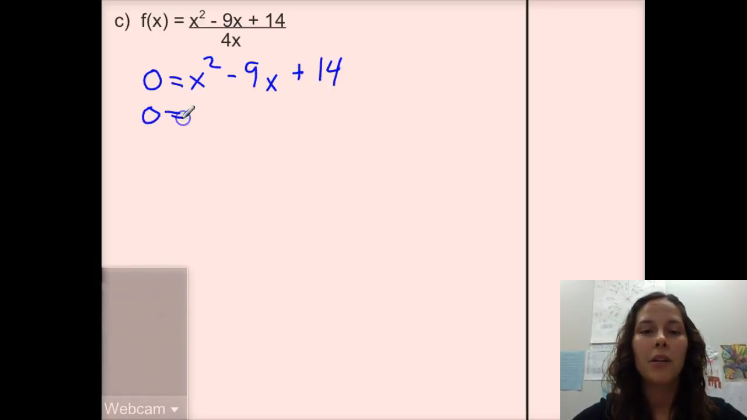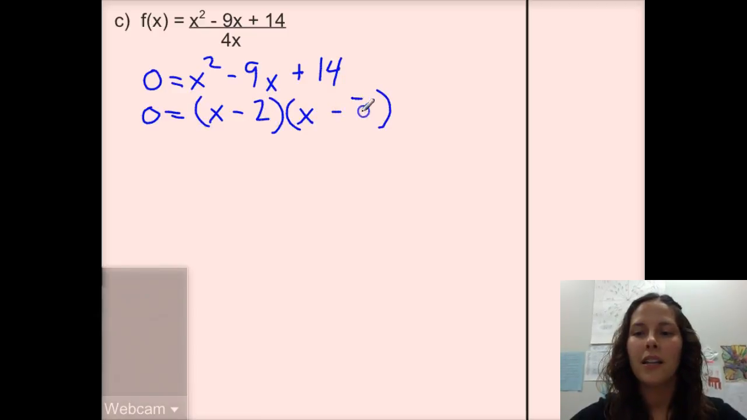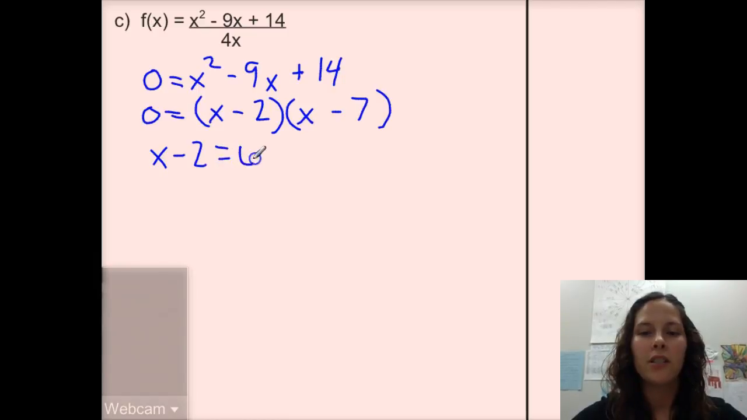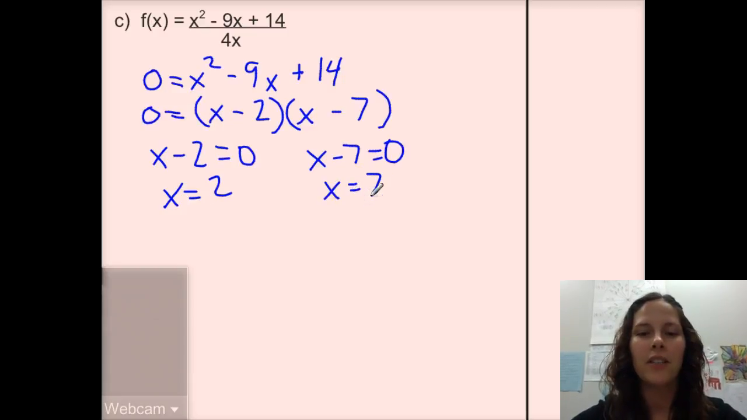So we'll start by setting up our t-chart again. What multiplies to +14 and adds to -9? We'd get a -2 and a -7. Setting each binomial equal to 0 for our zero product property. Adding 2 to both sides on our first equation, we get a zero of 2. Our second equation, adding 7 to both sides, we get our second zero of 7.